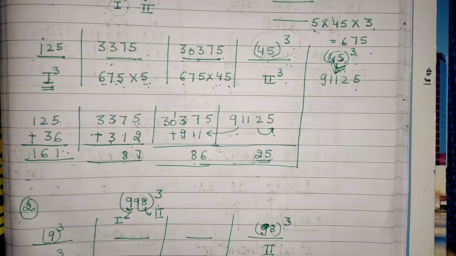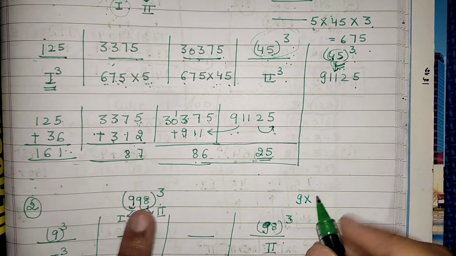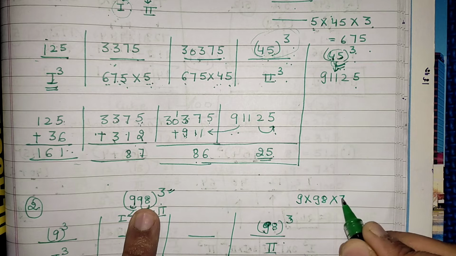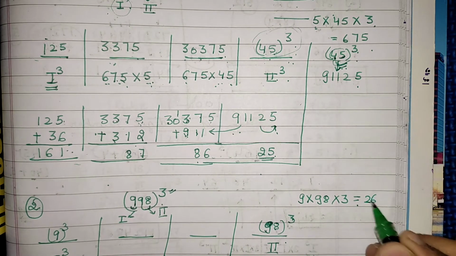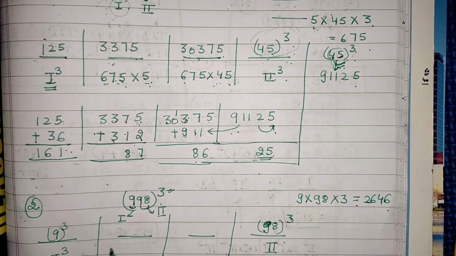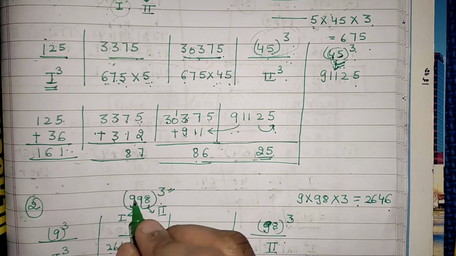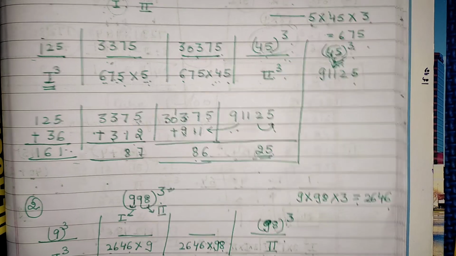Now what we have done is that we have multiplied 9 into 98 into this 3. So you will get what? After solving this value you will get 2646. Then what you have to do, you have to multiply this value once by 9 and then you have to multiply this value by 98.